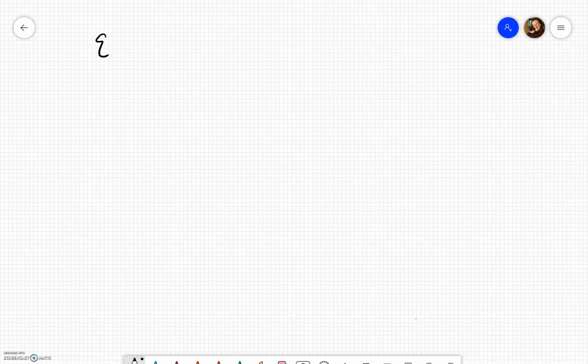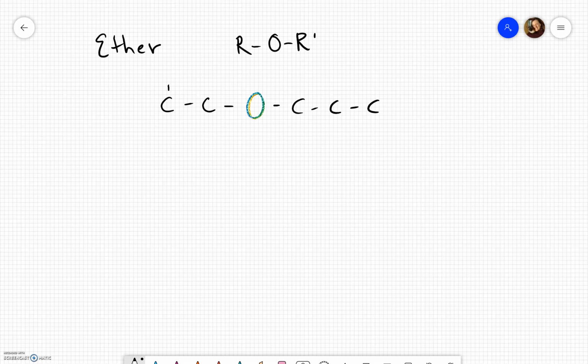Okay, we're going to look at ethers now. And an ether is an oxygen that's in between two different or potentially the same R groups. And so we're always focusing on that central oxygen. And the way that we name it is we look at how many carbons are around it. So here we go.